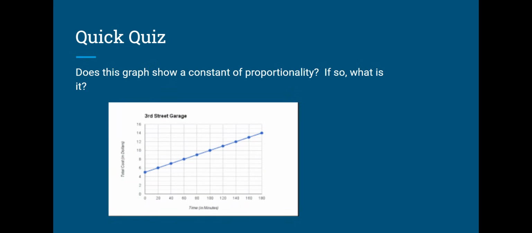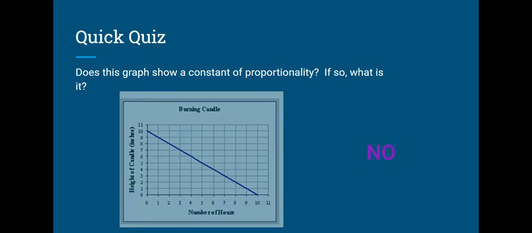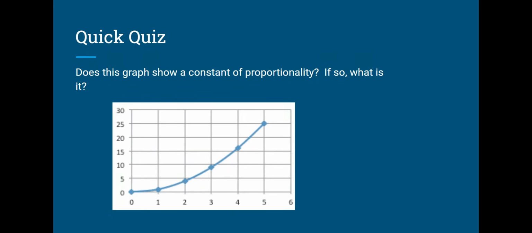Okay, is this linear? Yes. Does it go through the origin? No. So there's no constant of proportionality in this graph. How about here? Is it linear? Yes. Does it go through the origin? Nope. How about here? Is it linear? Nope. I don't even have to ask the second question.